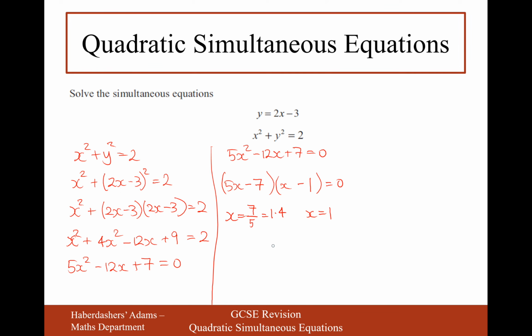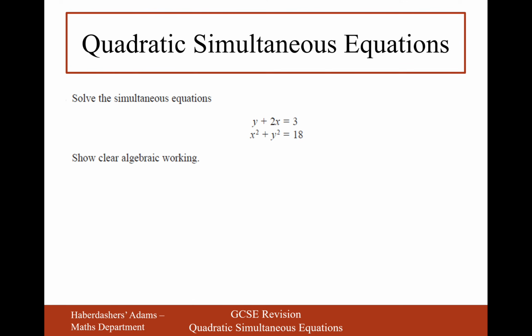rather than typing it all out on the calculator. So substituting it back into the y equation then, so it's 2 times 1.4, that's 2.8, minus 3 is minus 0.2. And then for y equals 1, we're going to get 2 minus 3 is minus 1. Lovely, there we are. That's the answers, this pair of solutions to this quadratic simultaneous equation. Okay, let's move on to the next one. Pause the video and give this question a go.